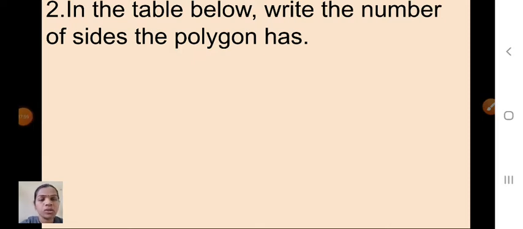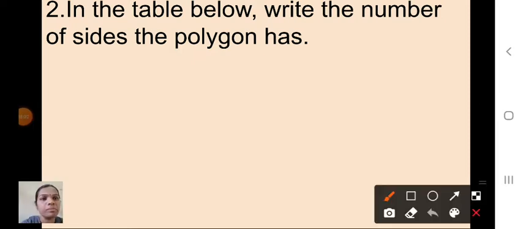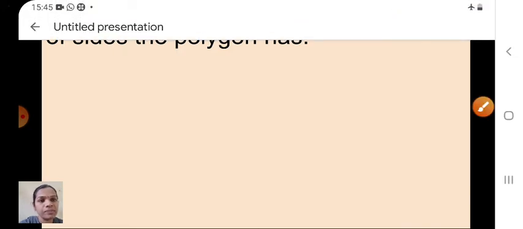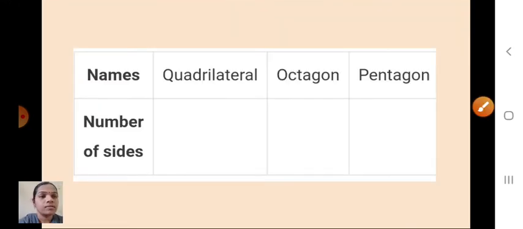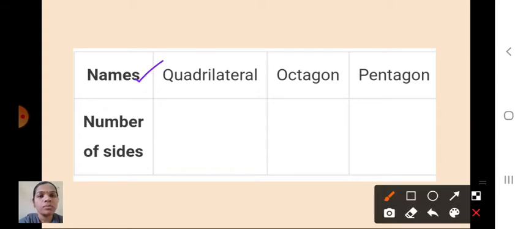So this is the second question of that exercise. In the table below, one tabular column is there in your textbook. Write the number of sides the polygon has. The names of the polygons given are quadrilateral, octagon and pentagon. We have to write the number of sides. Quadrilateral means 4 sides. Only the number you have to write. So make a tabular column like this in your notebook.